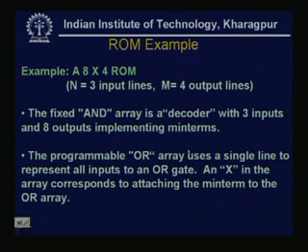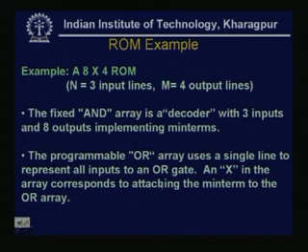The programmable OR array uses a single line to represent all inputs to an OR gate, and a cross in the array corresponds to attaching the minterm to the OR array. That means a cross means it is a 1 there, that means that particular one is fused, or we can tell the switching element, transistor or diode that is there, is on, whatever we call it, in different levels of design specification, and how the programming is done on the programmable OR.